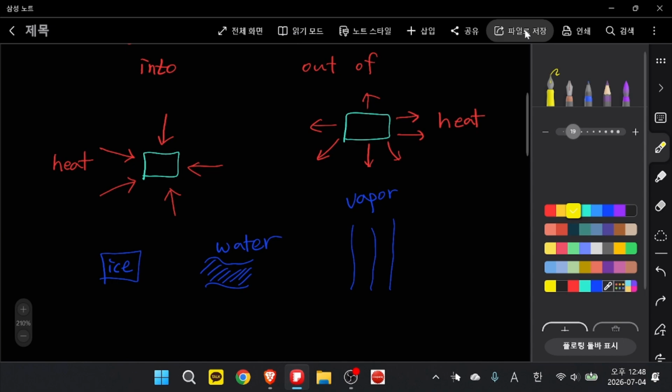When liquid water freezes and becomes ice, it releases heat to the surroundings. That's why freezing is an exothermic process.